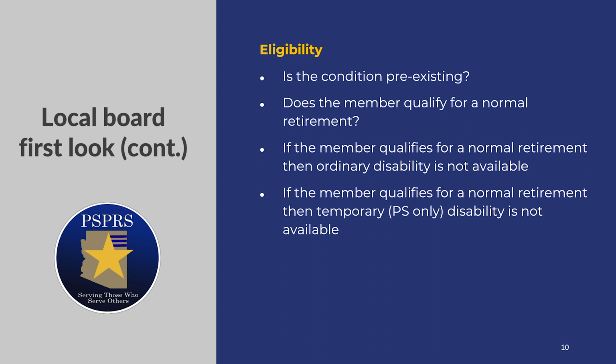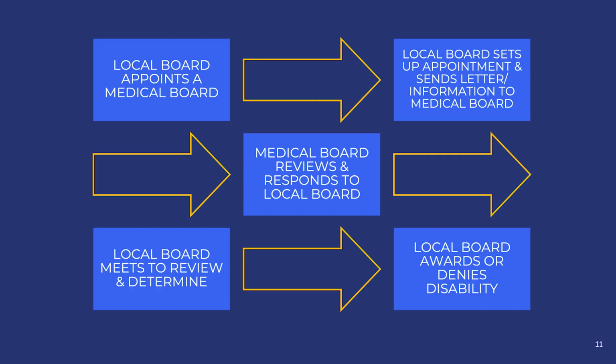Eligibility, the board should have those pre-existing, pre-hire information. So is the condition pre-existing? Or again, does the member qualify for a normal retirement? Then again, if the member qualifies for a normal retirement, then the ordinary is not available. And also the temporary. At this point, as long as the board has all the information and they can review it, the board needs to appoint a medical board.